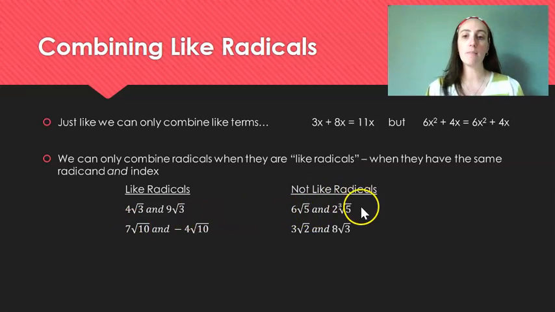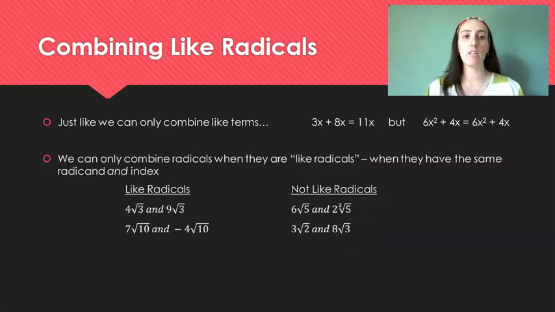Over here are some non-examples. These are things that do not have like radicals. So 6 square root 5 and 2 cube root 5. Here's an example when you have an index that's bigger than 2. That's a 3. This one has an index of 2. Because of that, they're not like radicals. Another non-example, 3 square root 2 and 8 square root 3. These are non-examples because the numbers inside the radical are different. 2 and 3 are not the same, so they're not like radicals.